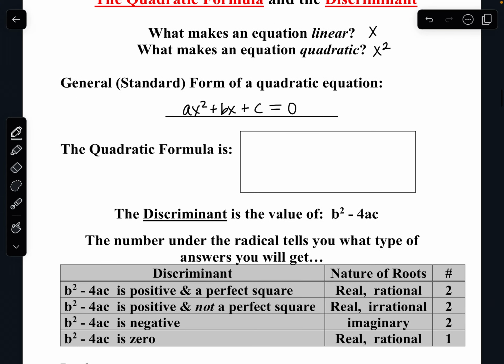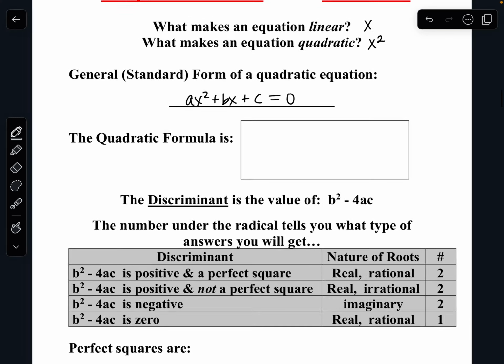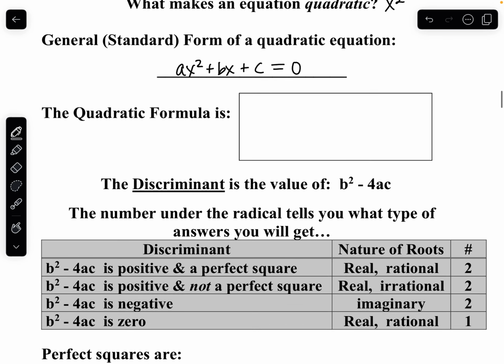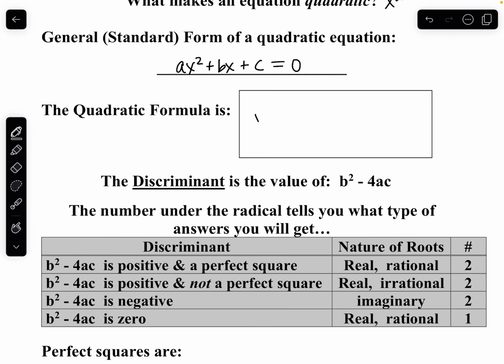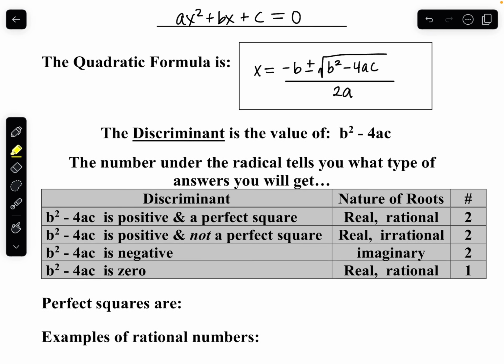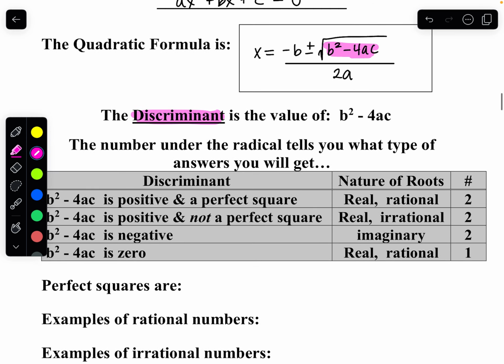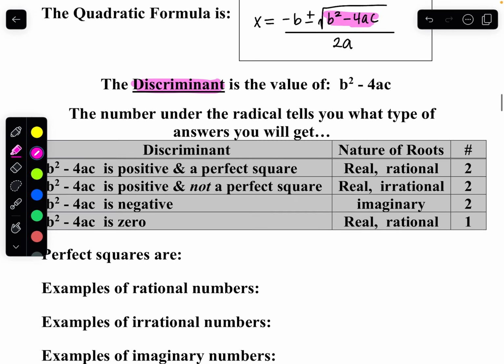In order to solve a quadratic equation, we use the quadratic formula. There are other methods, but the quadratic formula will always work. The quadratic formula is x equals negative b plus or minus the square root of b squared minus 4ac, all over 2a. The expression under the radical has a special name. It's called the discriminant. Based on what value we get under the radical, that's going to tell us what our solutions look like.